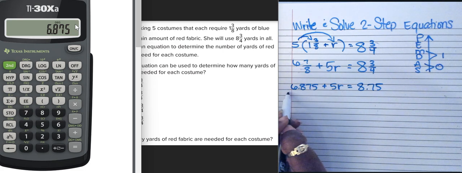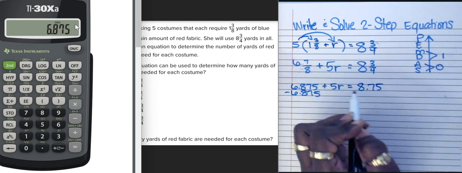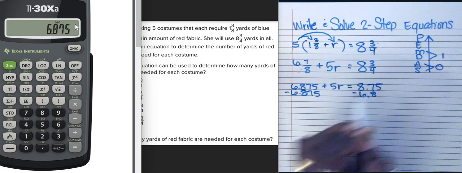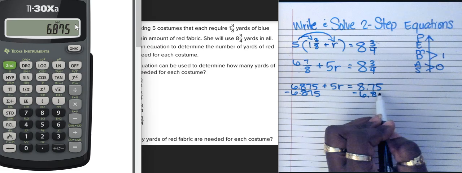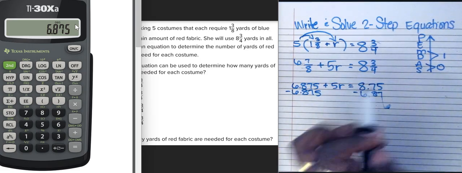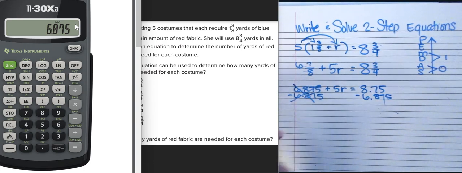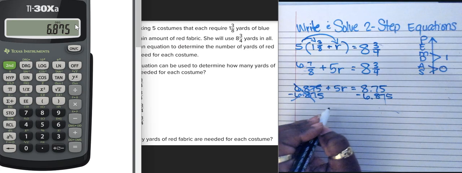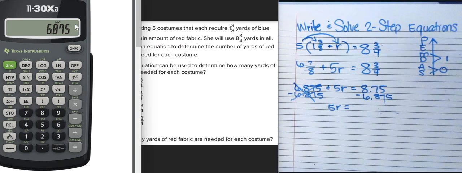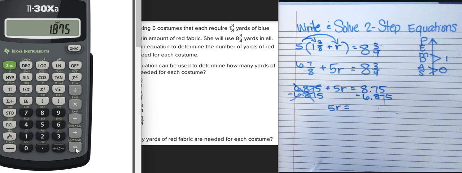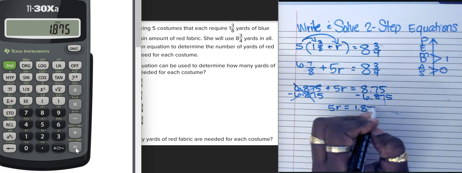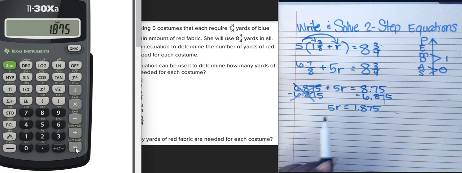So I'm going to first start off by subtracting 6.875. And remember, if you're adding or subtracting, you want to make sure that your value on the side with the variable has a result of 0. So there we go. So we've subtracted 6.875 from both sides. And so what we are left with is going to be 5R, and that is going to be equal to, let's see, 8.75, we're going to subtract 6.875, and we're left with 1.875.